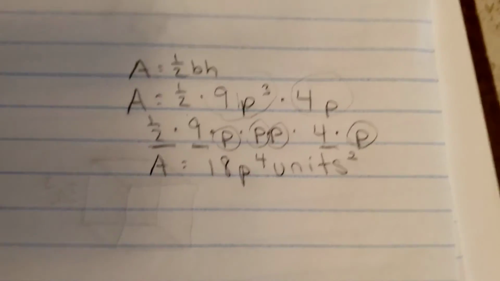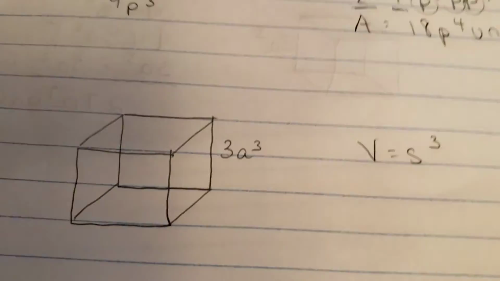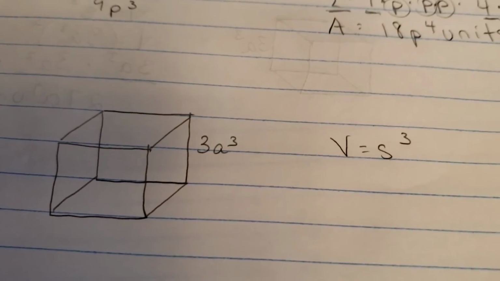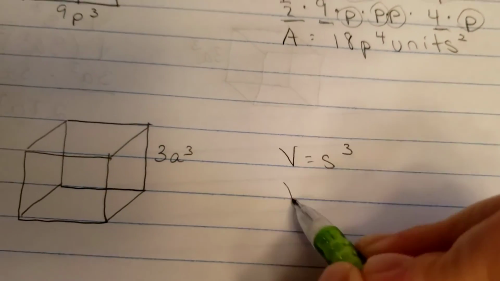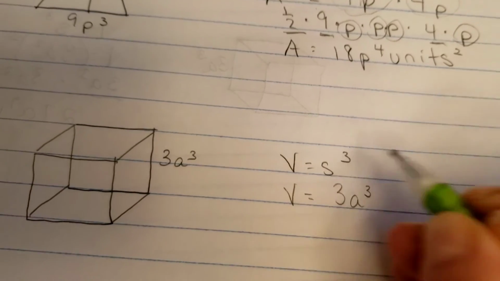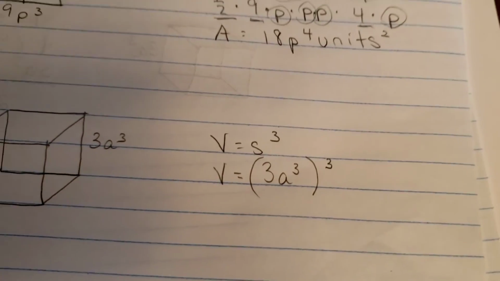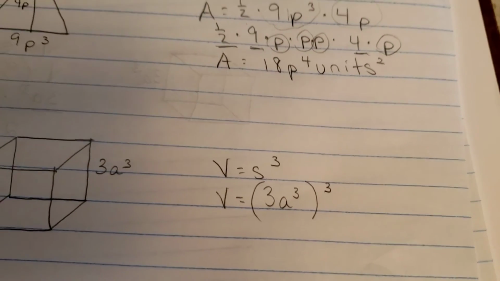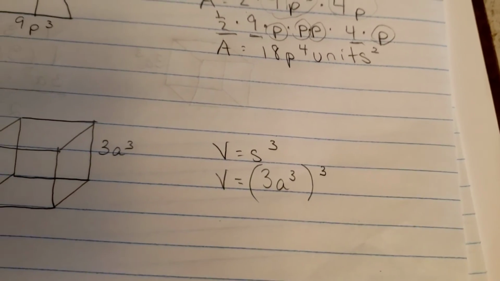Okay, now we're going to change up and do some volume, and I have a cube down here. We know that every side of a cube is the same size, they're all congruent. So to find the volume of this cube, I am doing volume equals s to the 3rd power. My side here is 3a cubed, and I am supposed to cube that, so I'm going to put it in parentheses here. Now we should remember from last year, to help you out, that we're going to make lines here for what we're multiplying out together.